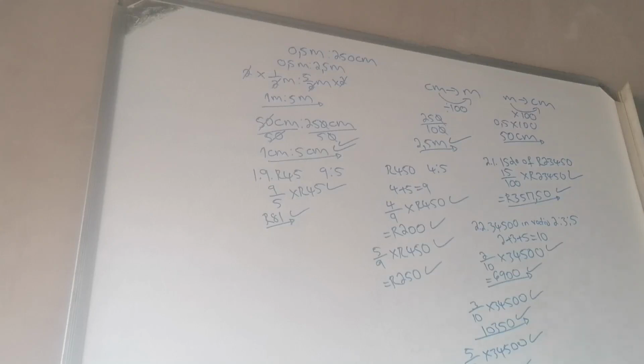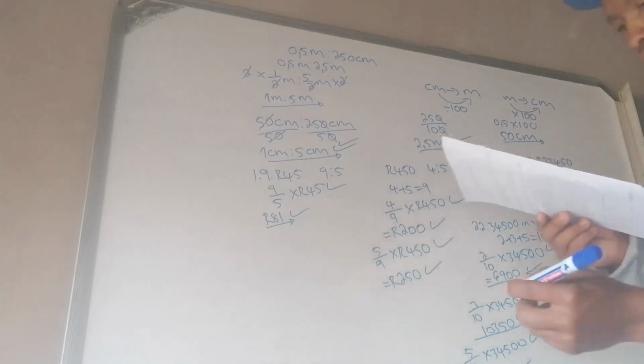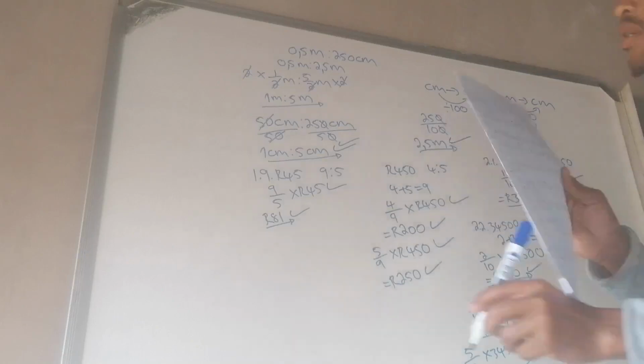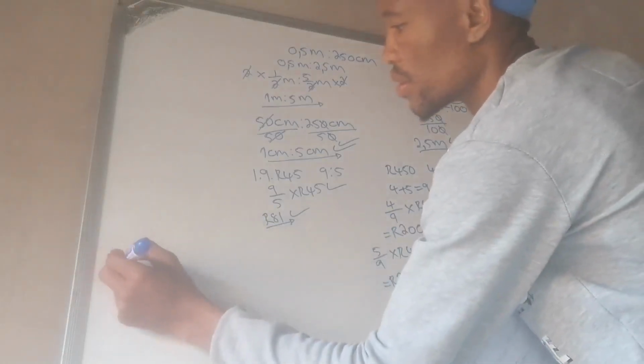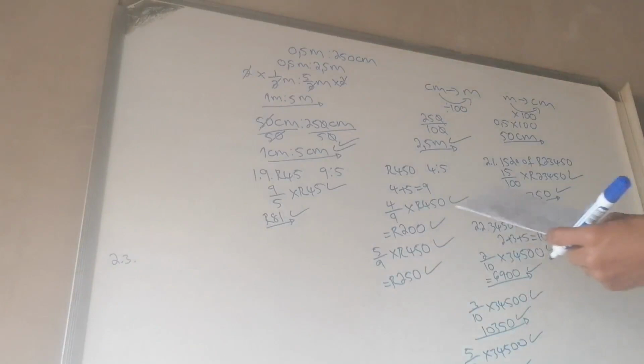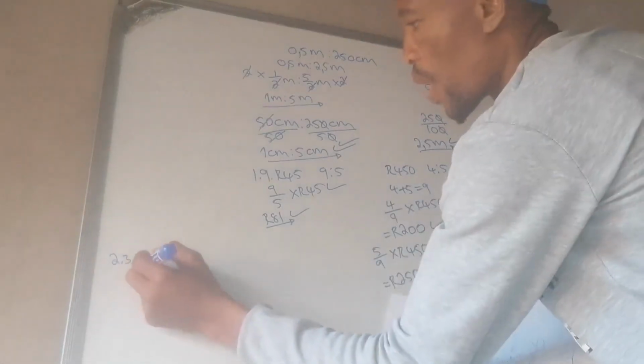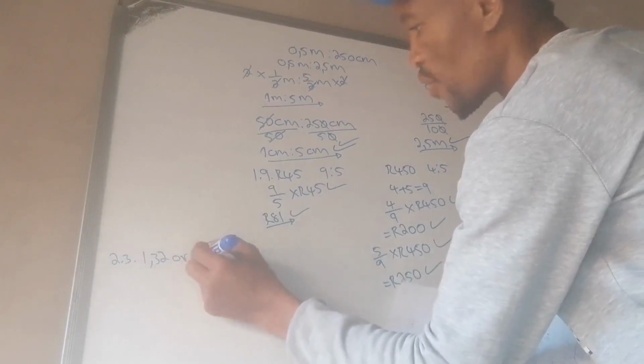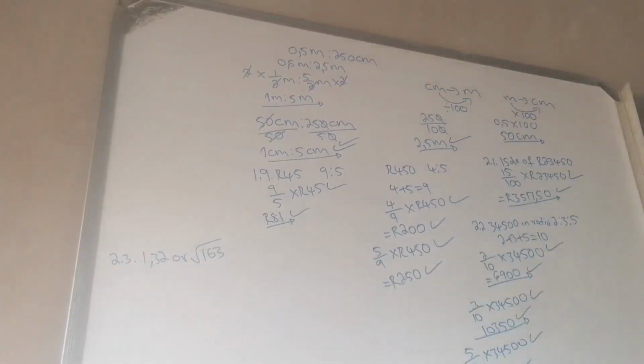Which one is bigger between 1,32 or the square root of 163? Which one is bigger?